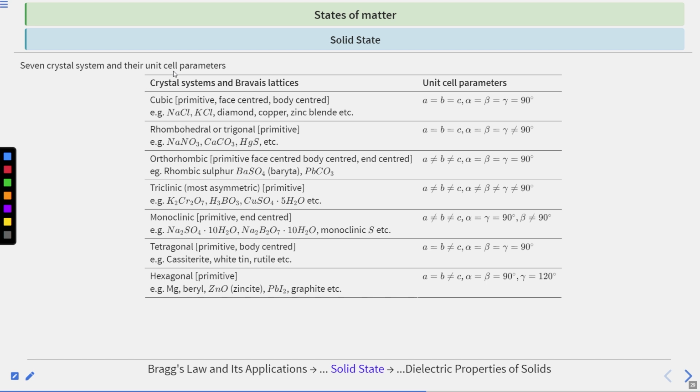The 7 crystal systems and their unit cell parameters are given here in this table: cubic, rhombohedral, orthorhombic, triclinic, monoclinic, tetragonal, and hexagonal, and their unit cell parameters are here.